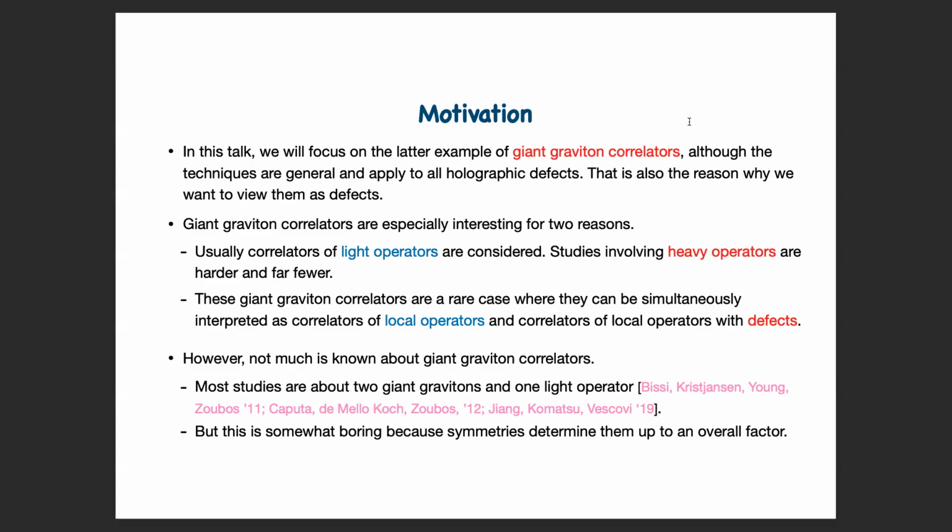Okay, so I hope I have convinced you that these giant graviton correlators are interesting to study. But unfortunately, we don't know much about these objects. So far, most of the studies about giant graviton correlators focus on the case where you have two giant graviton operators and one extra light operator. But I would argue that this case is somewhat less interesting, because we are in a CFT and 3-point functions are essentially fixed by symmetries up to an overall number. So all you can learn from these 3-point functions is essentially just one number.